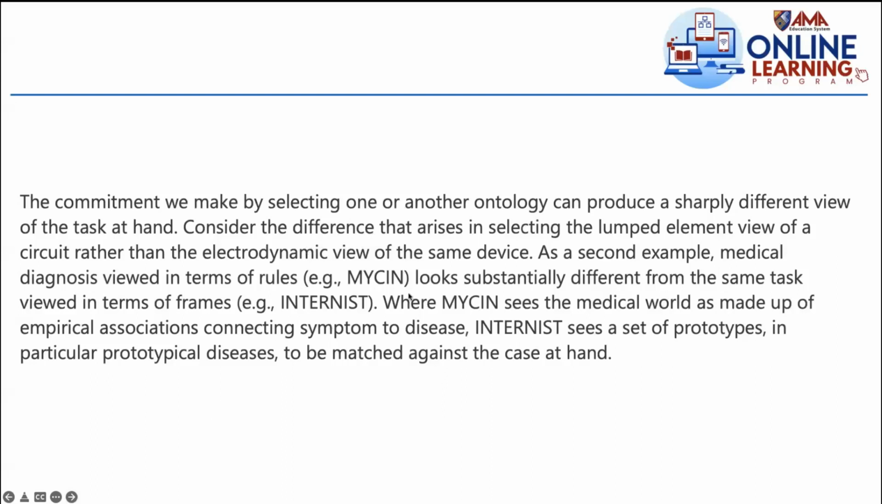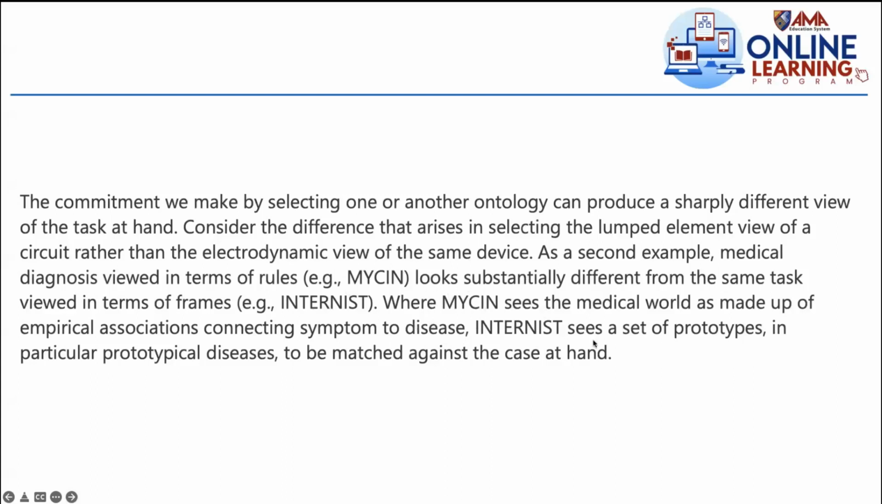As a second example, medical diagnosis viewed in terms of rules, so using this technique of knowledge representation, the production rules, in this program, MYCIN, looks substantially different from the same task, medical diagnosis, viewed in terms of frames. And that's the technique used to represent knowledge in this program, INTERNIST. So where does the difference lie?